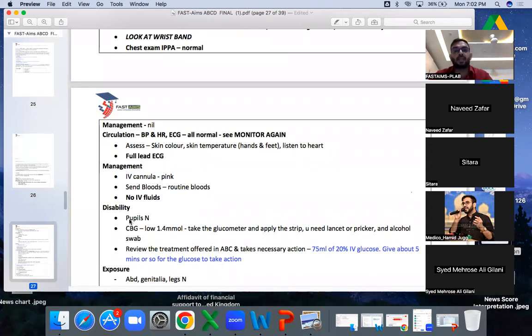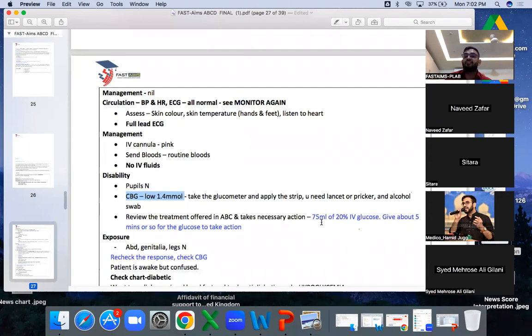Pupil, you will see the pupil. This is important. They will tell you the score of glucose. Then you need to prick, you need to bring the lancet and swab and all that. They require you to do all that on the mannequin. And then when you find that, what you are going to do is give 75 ml of 20% IV glucose.